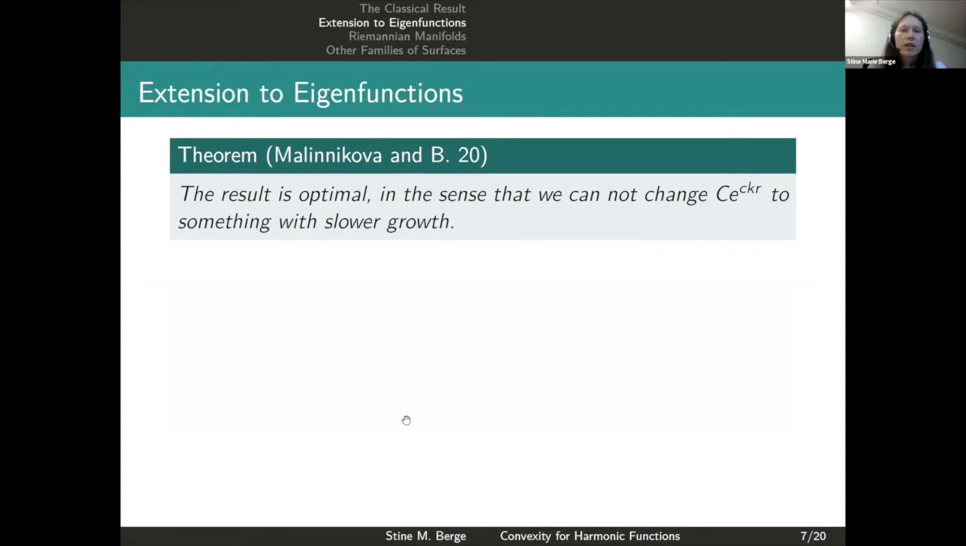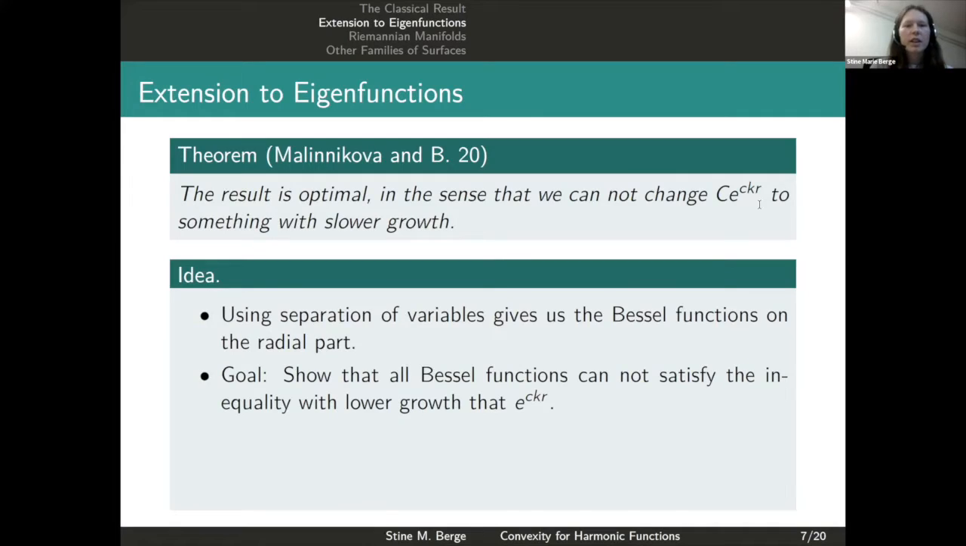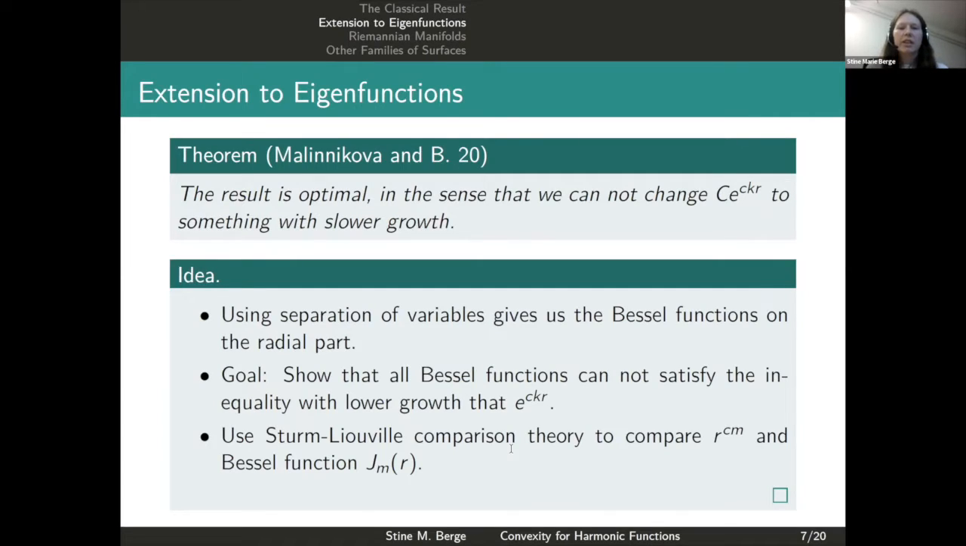Okay, so the first result I want to say, which is my own, together with my advisor, is that this constant in the previous slide here, you cannot have anything that grows slower than this e to the power kr. And the way to prove this is to use separation of variables, and then the radial part will be a Bessel function, and the spherical part will be spherical harmonics, which we will ignore. And the goal is to show that for this Bessel function, we cannot have anything that grows slower than this e to the power ckr. The way we do this is basically using Sturm-Liouville comparison theory and comparing the Bessel function for a small radius with this r to the power cm.